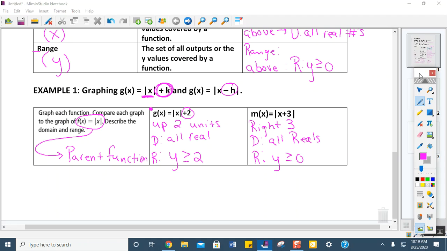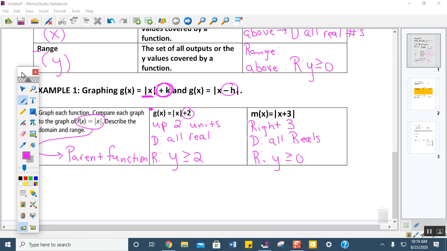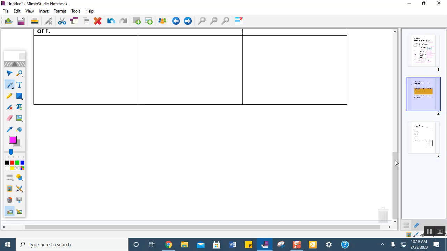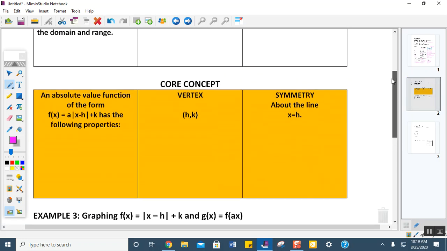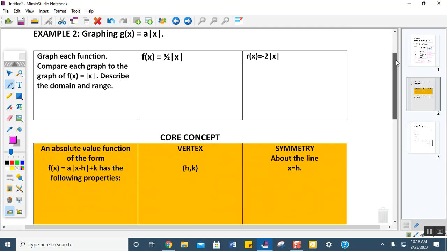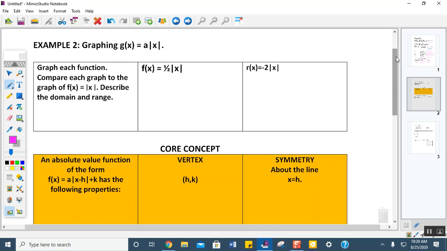On page 2, there's some important information. Anything highlighted in yellow is going to be pretty important stuff. It's called a core concept. You want to make sure you refer to that and understand what's there. Okay, so example 2. In example 1, we were simply looking at moving stuff left and right. Now in example 2, they're asking what happens when we start messing with that a value? Now if there is a tricky part, maybe this is it.